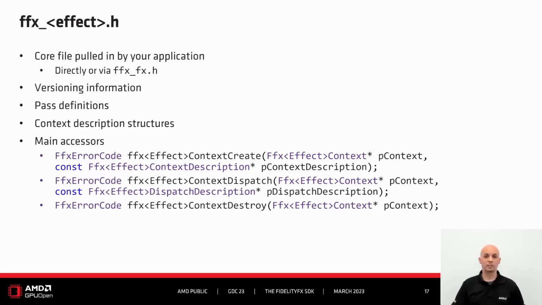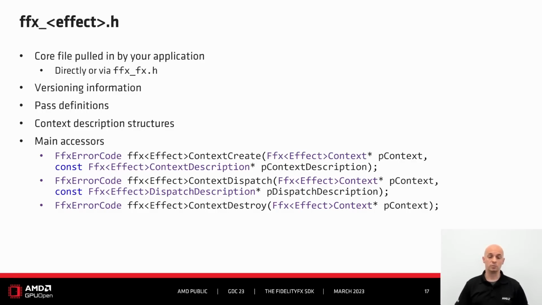Now, the ffx_effect.h file is the main file to include in your application to pull in effect support. You can either include the host side effect header directly or pull in ffx_fx.h, which contains all effect headers for easy inclusion. The effect header file is standardized across all of our effects and contains roughly the same information. Versioning information in the form of a major minor patch define, a context count requirement, which are used to figure out how much memory the backend needs to manage in order to have multiple effects working simultaneously. And we'll talk a bit more about this later when discussing the backends.